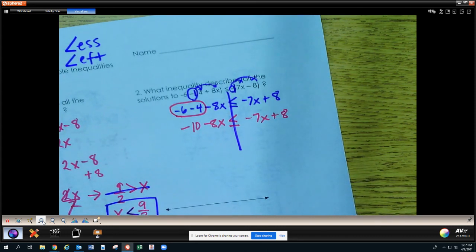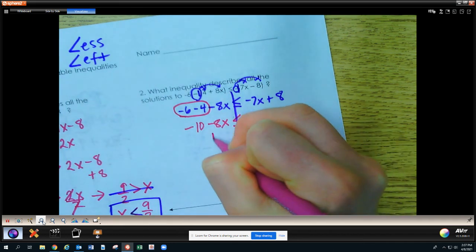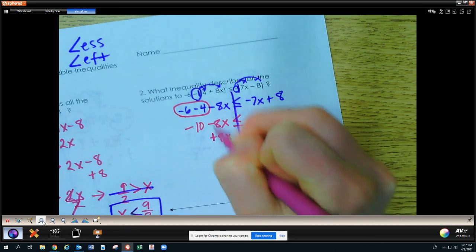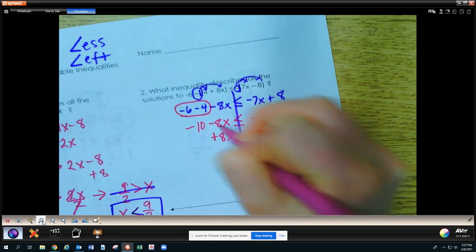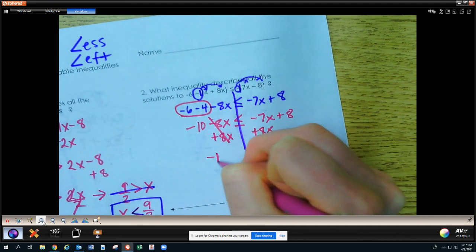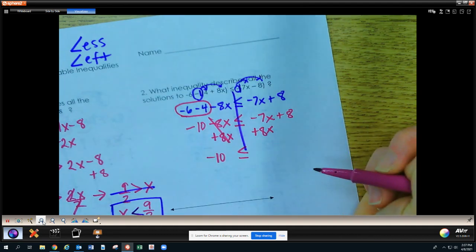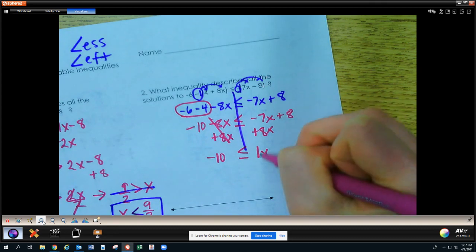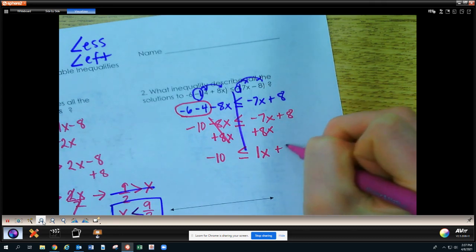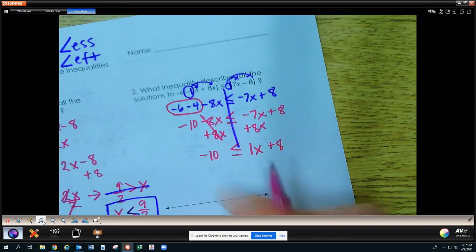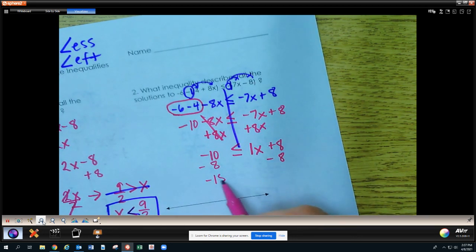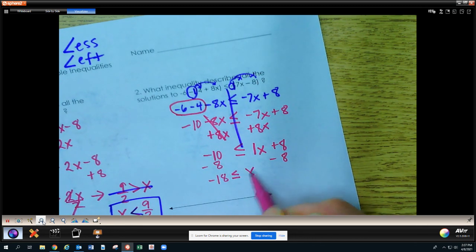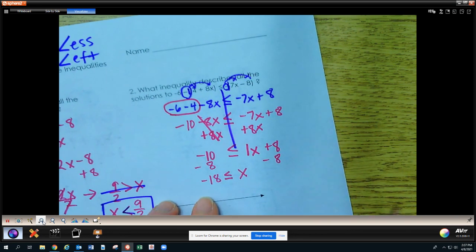Okay, now we're ready to put x's on one side and constants on the other. So I'm going to add, gotta do the opposite, 8x to both sides, leaving me with a -10 on the left, alligator. -7 plus 8 is 1x, gotta love that. You don't have to write the 1. And then bring down that plus 8. Now the 8 has to go over here, so we subtract 8: -18, alligator, 1x. We don't write the 1.